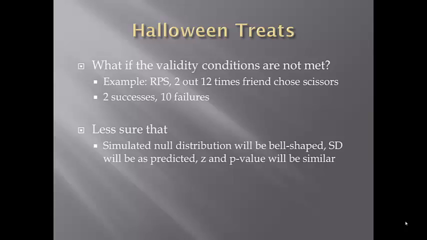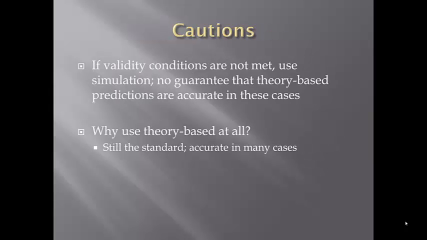In this case, we are less sure that the simulated null distribution will be bell-shaped with the standard deviation as predicted. And so we're less sure that the z-statistic and the p-value will be similar from simulation and theory. So, if validity conditions are not met, you should use simulation. There's no guarantee in these cases that theory-based predictions will be accurate.